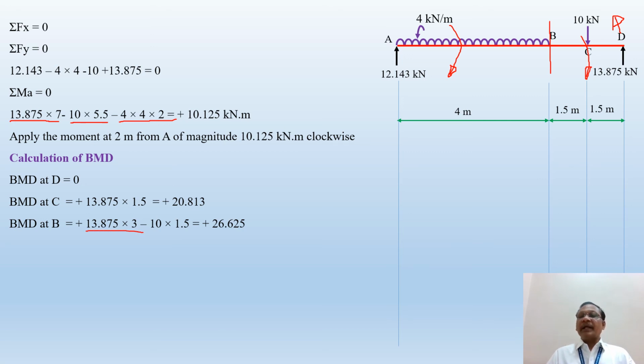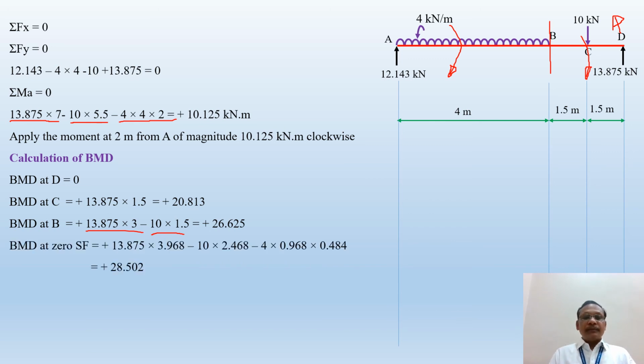Then the 10 kilonewton load will create a moment in a clockwise direction. So 10 into 1.5, so negative. And you'll get the bending moment at B is equal to 26.625. Then bending moment at 0 shear force. You know that 0 shear force is acting 3 meter from the left hand side, correct, and 1 meter from the right hand side approximately.